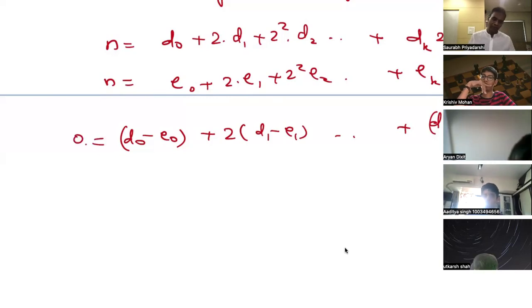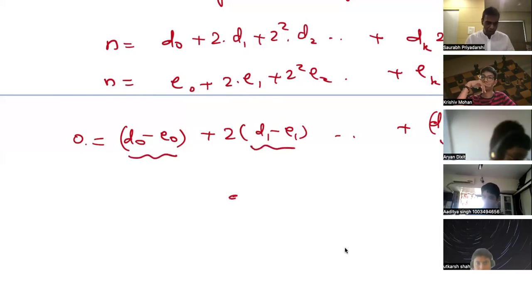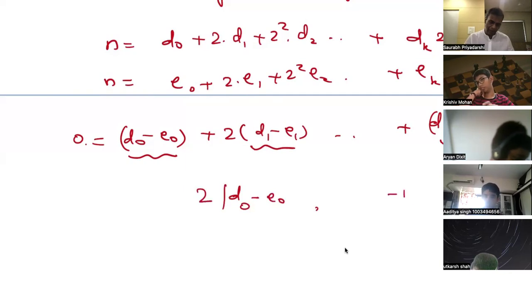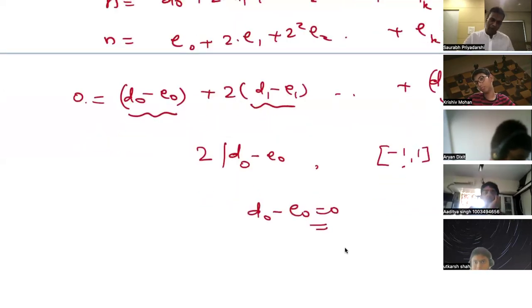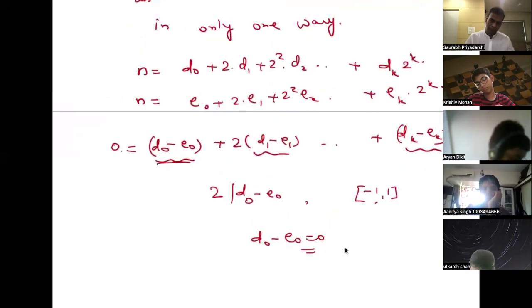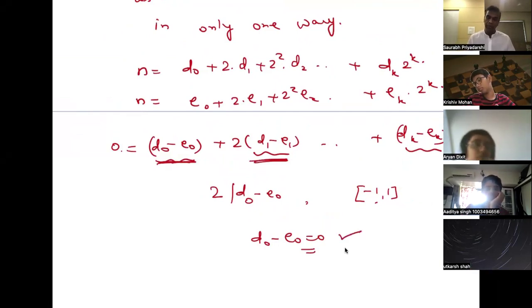Obviously we know that this is 0, so d0 minus e0 must be divisible by 2 and lie between minus 1 and 1. That is possible only if d0 minus e0 is equal to 0. Similarly, I can find this is divisible by 4, so this will be 0. So each and every coefficient must be equal.